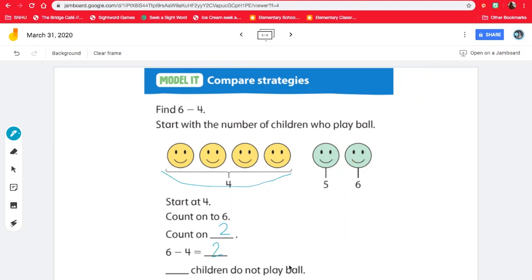How many children do not want to play ball? Well, we know 4 want to play ball. That leaves 2 left. 2 children do not play ball. Notice how we counted on.